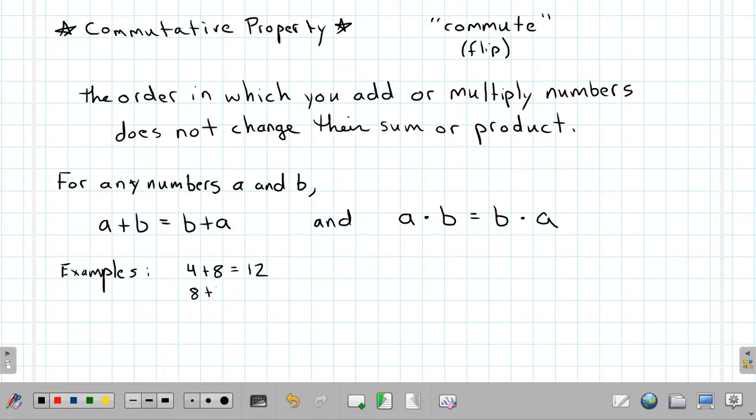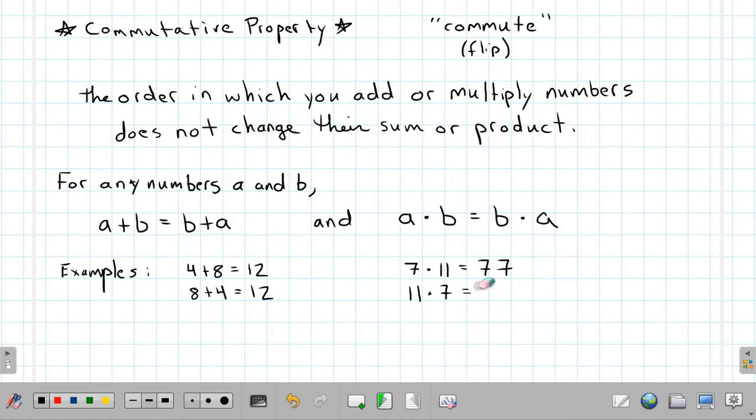Well, 8 plus 4 is also equal to 12. It actually doesn't matter which order you add those two numbers together, okay? They're still going to be 12. The same thing happens with multiplication. If we do 7 times 11, well, that's 77, okay? If you do 11 times 7, that is also 77, okay?